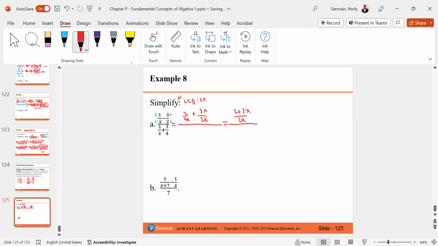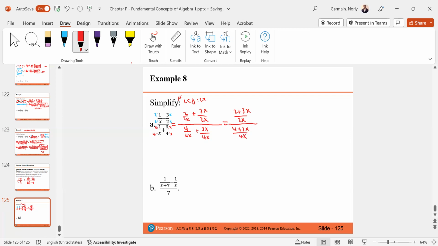Now let's go with the denominator. What is the LCD for the denominator? Yes, 4x. So I'm going to multiply this one by 4 over 4, and this one by x over x. So we're going to have 4 over 4x plus 3x over 4x. So it gives us 4 plus 3x over 4x.